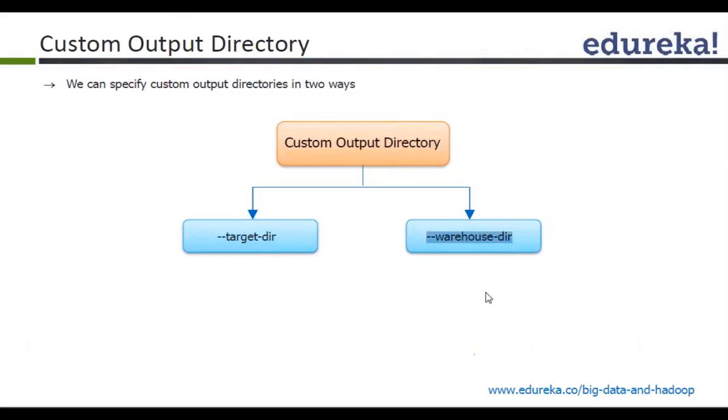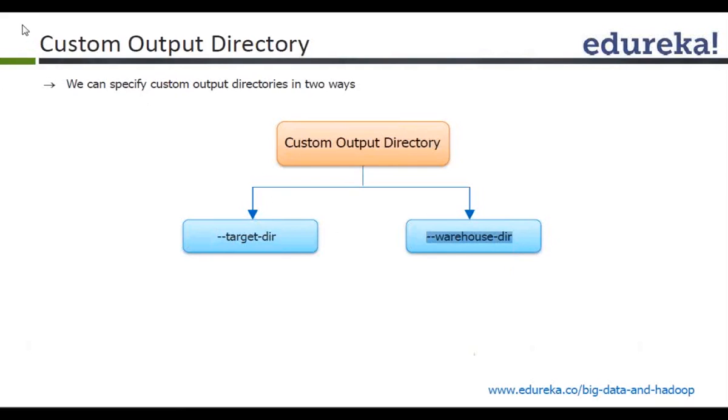So if you say target directory, it is going to be the location where you're going to dump your data, and warehouse directory is another option for choosing it to a data warehouse. So you can even point it to import data from a RDBMS and then move it on to Teradata.